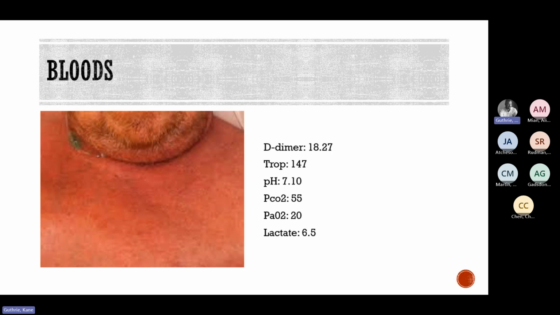So there's some badness going on there that doesn't reassure us. What do you guys think we should do for him? Resus. We go to resus? Yeah. Where do you want to go next? Yep, so nice, CTPA. Yep.